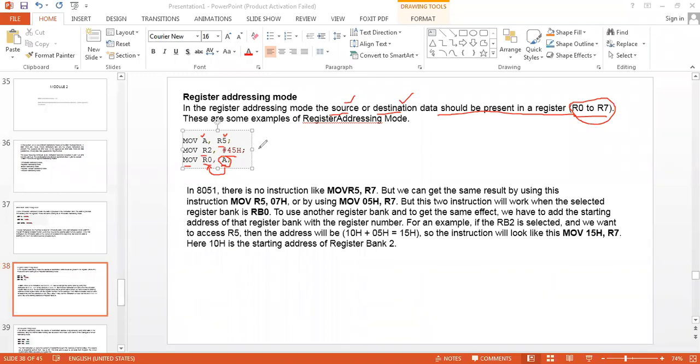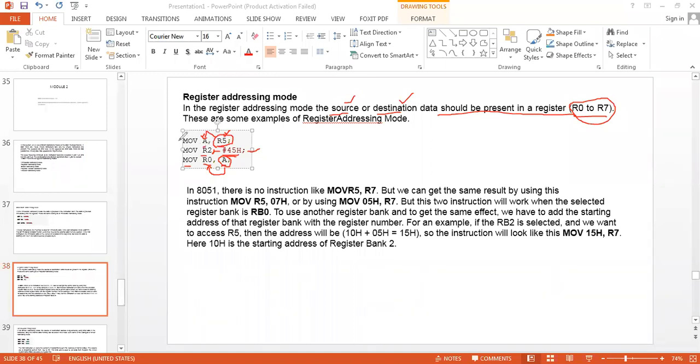Here in the second one, the direct immediate value 45H is going to be copied into the R2 register. And here, the value of the R5 register is going to be copied into the A register. While copying, it will not delete or erase the value of R5. The value will remain in R5 as well as being copied into A.